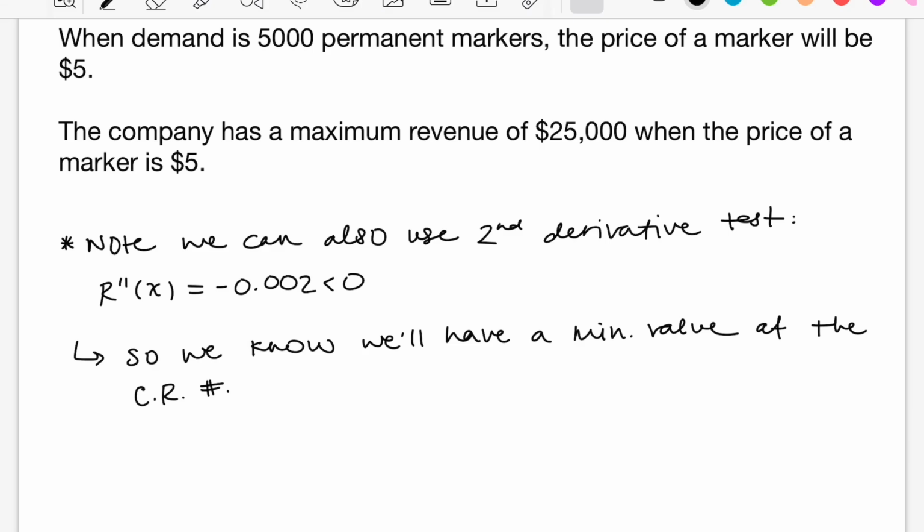And there are also a bunch of examples on maximizing profit and revenue in this chapter as well that I recommend you take a look at.